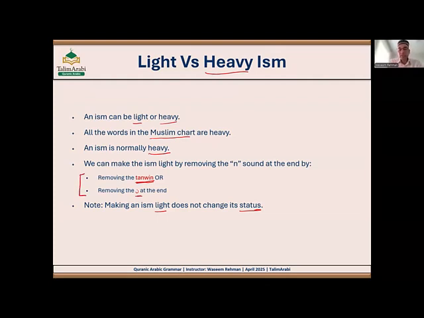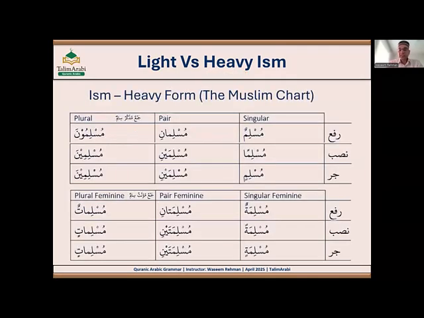I'll show you the chart. This is our standard chart that we have learned and seen many times. Today also we saw it as well. These are all heavy forms. All isms in this chart, like Muslimun, Musliman, Muslimin, all of these, as I mentioned, are in heavy form. All right.